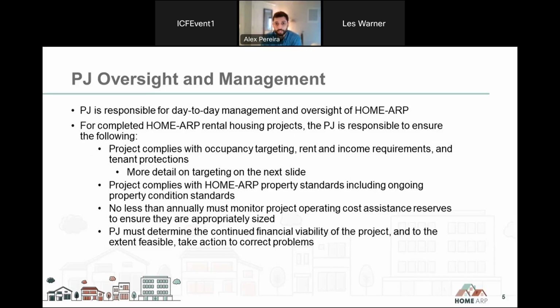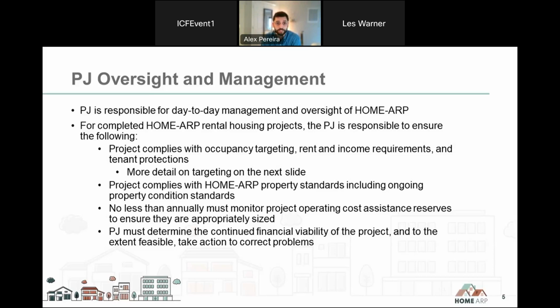So let's talk about the oversight and management then. When you're looking at a PJ's entire allocation of HOME-ARP funds, it is the responsibility of that PJ to oversee the day-to-day management of those funds. So essentially, the PJ is responsible for making sure that the funds that were allocated to it under HOME-ARP are spent in a manner that is in compliance with the requirements of the HOME-ARP program. Now, when it comes to rental housing projects, there are specific responsibilities that the PJ must observe.